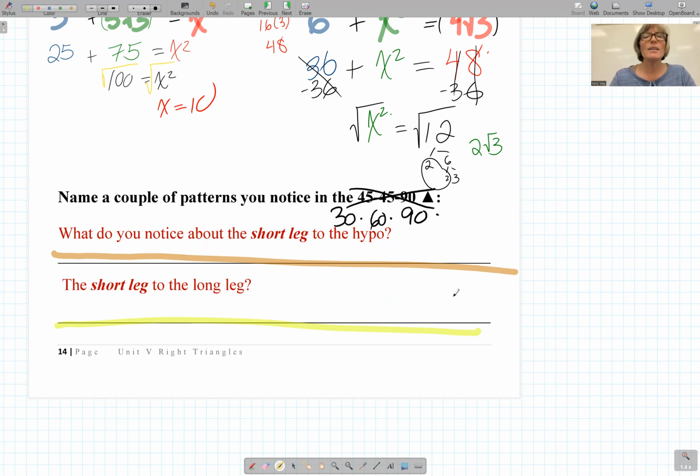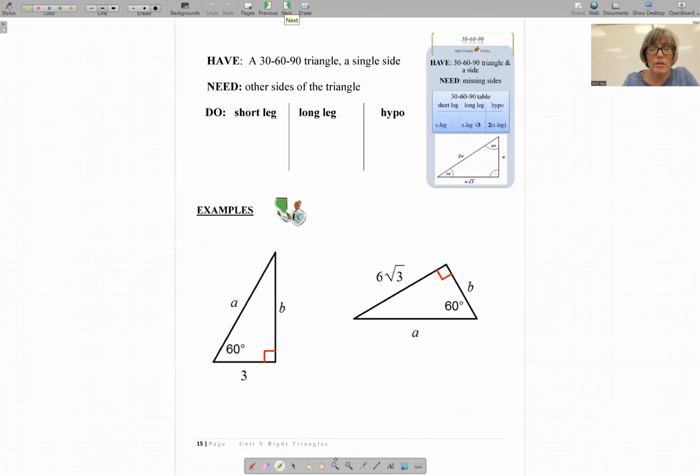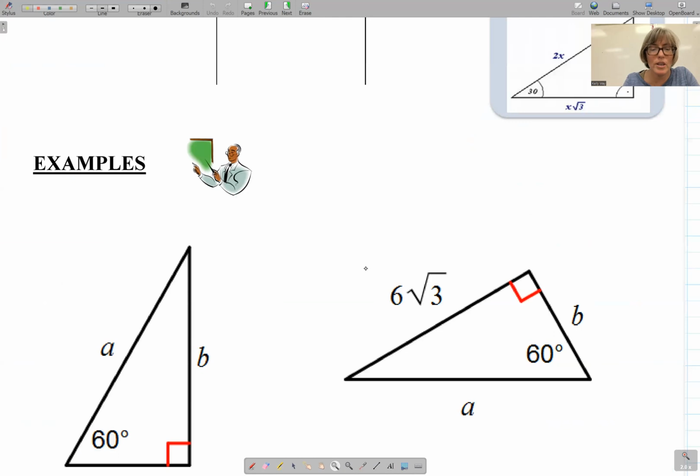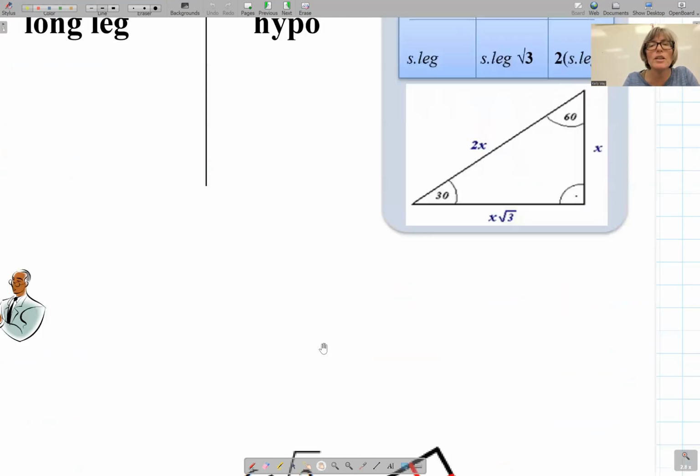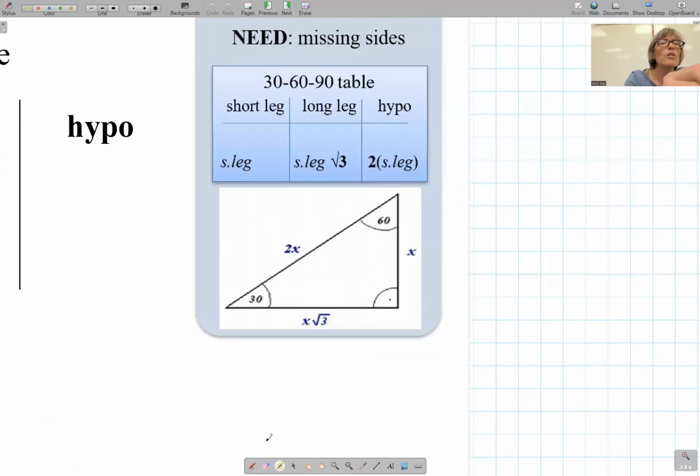Welcome back. Let's see if your guesses were correct. This is for a 30, 60, 90 triangle. In a 30, 60, 90 triangle, you always start with the short leg.